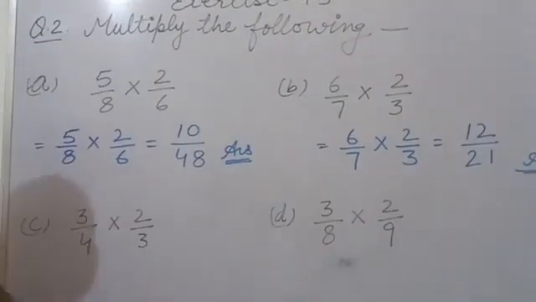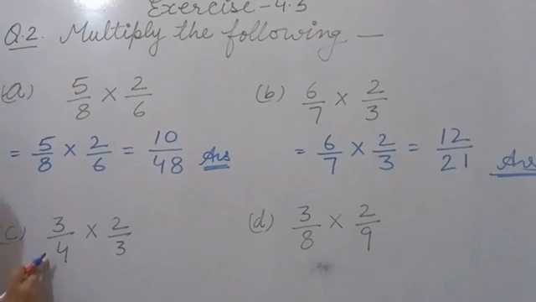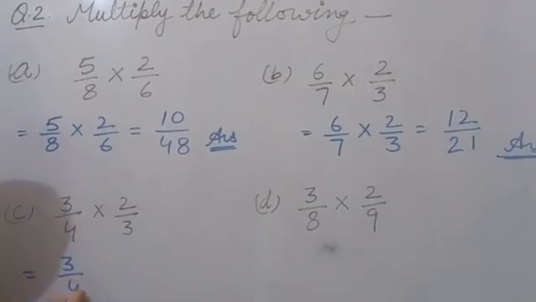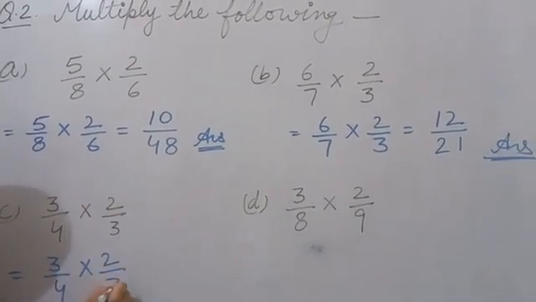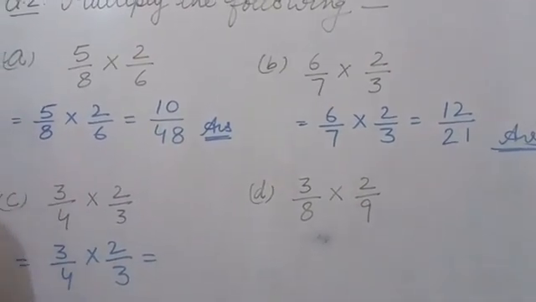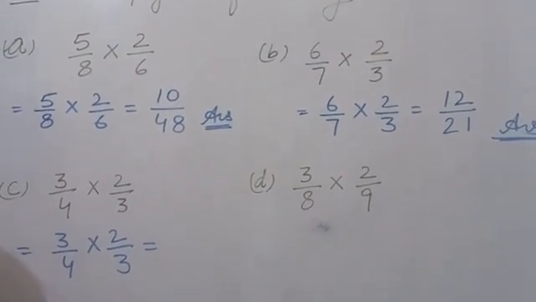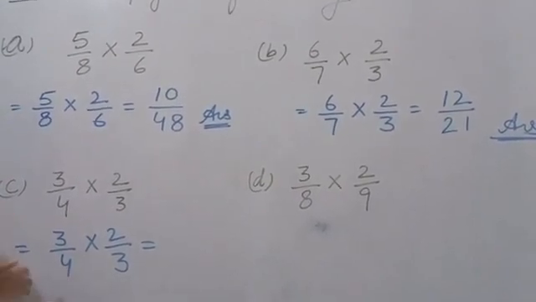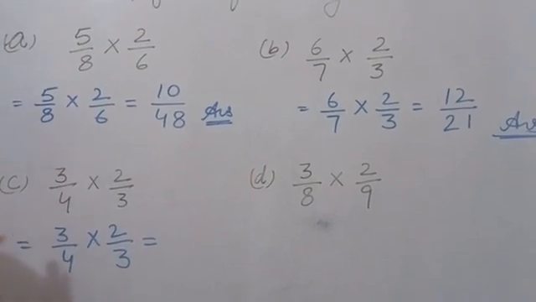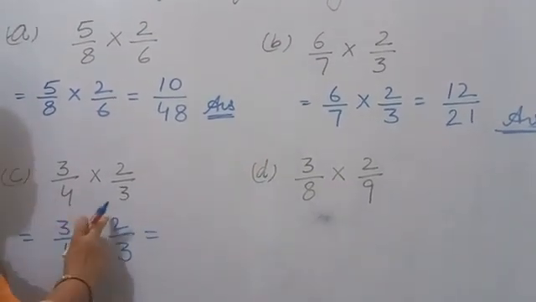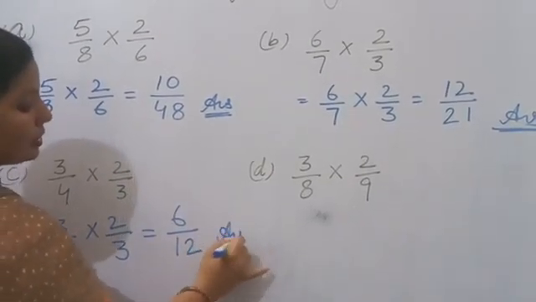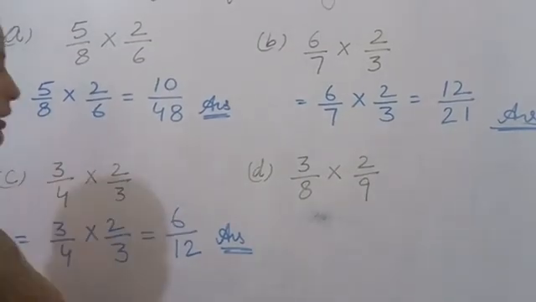Now the next part. C part: 3 upon 4 multiply by 2 upon 3. The same one we will write, 3 upon 4 multiply by 2 upon 3. This is the simplest way of multiplication. Only numerator multiply by numerator and denominator multiply by denominator. If you don't know cancelling and reducing, you can directly do numerator multiply by numerator and denominator multiply by denominator. So 3 2s are 6 and 4 3s are 12. That's your answer.